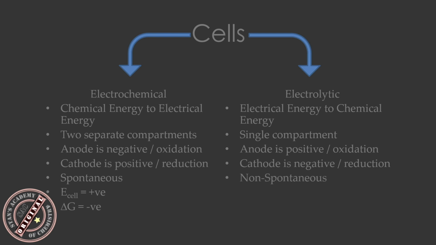Since the reaction does not take place by itself, we have to supply energy for the reaction to take place. It's a non-spontaneous reaction. If you calculate E cell for the electrolytic cell, it's going to be negative, which means the reaction will not take place. It's non-spontaneous, and therefore delta G will also be positive. So those are the properties of an electrolytic cell. So we know the difference between the two. Next, we will look at how the whole construction works and what are some of the uses of the electrolytic cell.